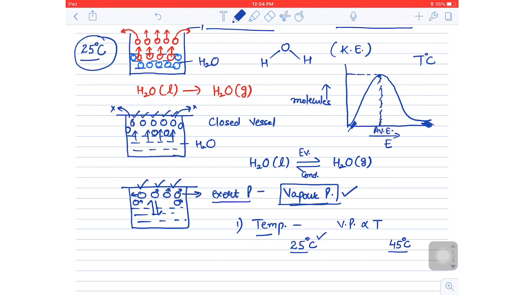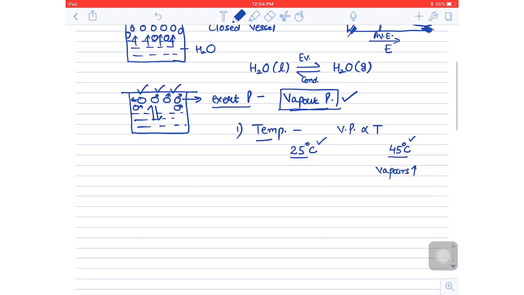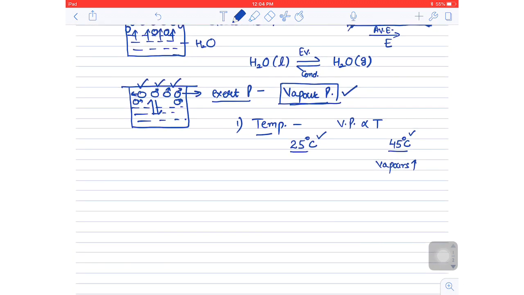Here the rate of evaporation will be low, as less number of water molecules are forming vapors. Here the amount of vapors will be very high. As a result, the vapor pressure is higher. And the second factor we have is the nature of the liquid.